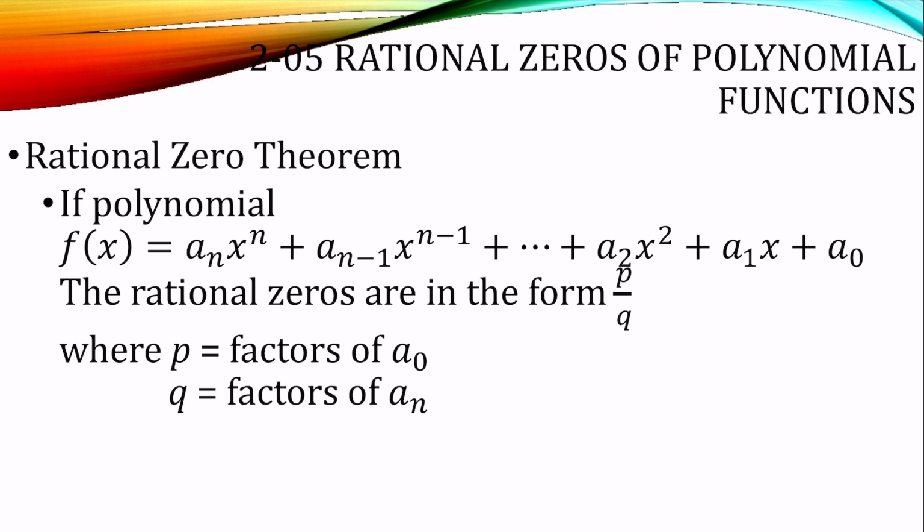So, somebody discovered this Rational Zero Theorem, which says if you have a polynomial, the rational zeros, the ones that can be written as fractions, are in the form of p over q, where p is factors of the a0 and q is factors of the an. That'll still give you a long list of numbers, but it'll be way shorter than an infinite number of numbers.